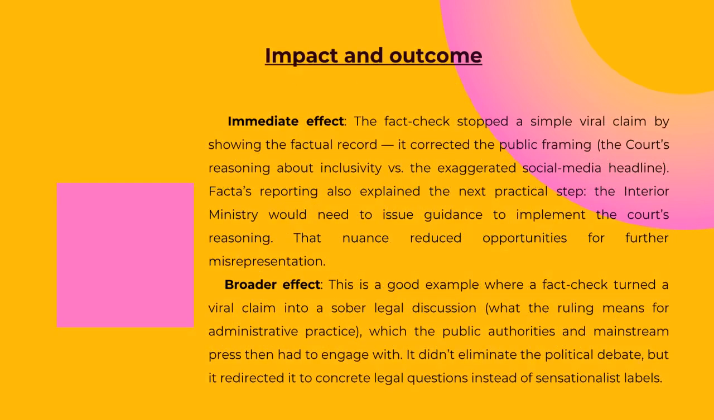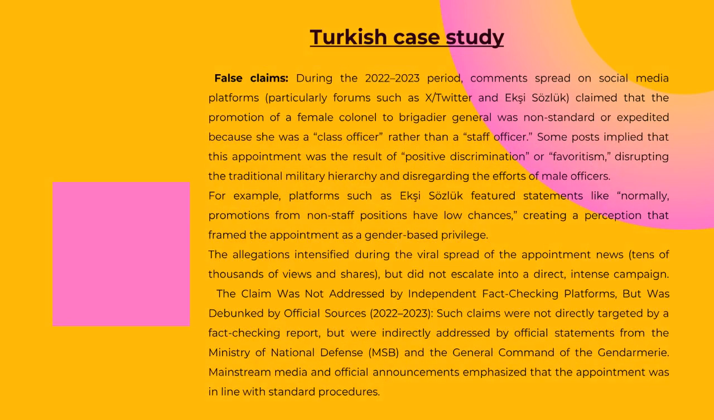In this part, you will find the immediate and the broader effect. Pause and read. Let's move on to the Turkish case study. During the 2022 to 2023 period, comments spread on social media platforms, particularly forums such as X/Twitter and Ekşi Sözlük, claiming that the promotion of a female colonel to brigadier general was non-standard or expedited because she was a class officer rather than a staff officer.